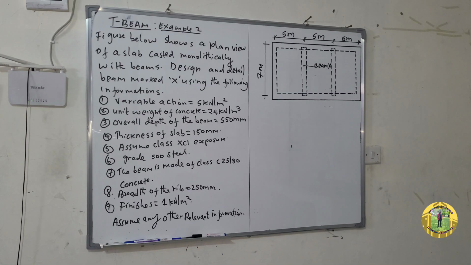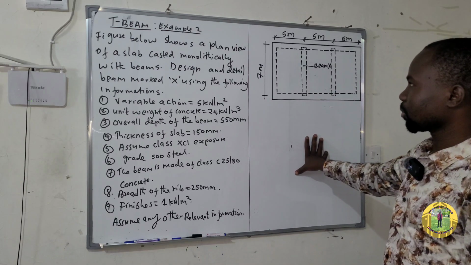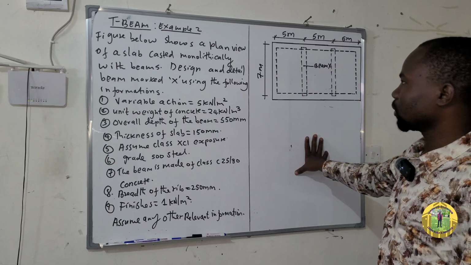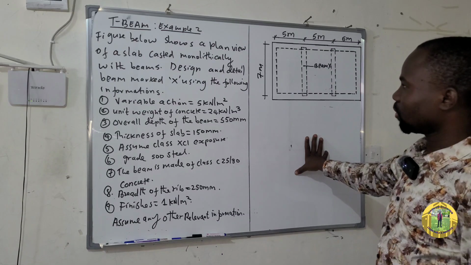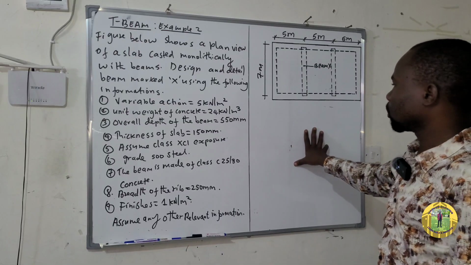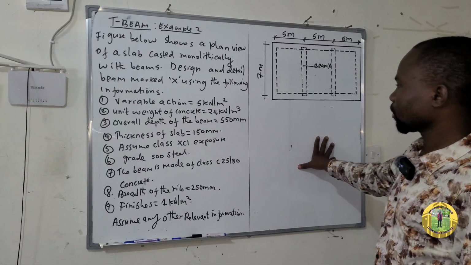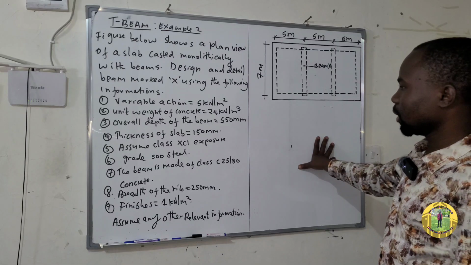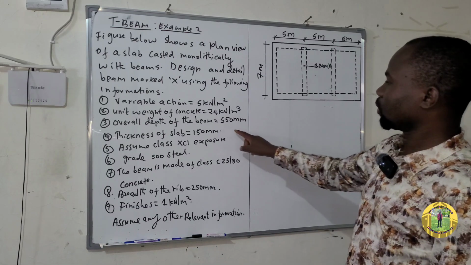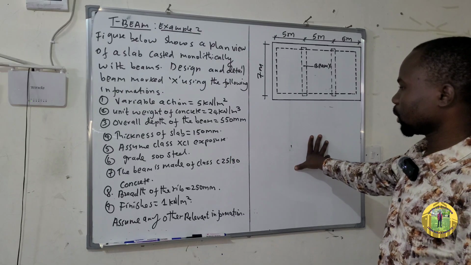So without wasting any time, the question is on the board and it reads: figure below shows a plan view of a slab casted monolithically with beam. Design and detail beam marked X using the following information. Number 1, we have the variable action is equal to 5 kilonewton per meter square. Unit weight of concrete is equal to 24 kilonewton per meter cubic. The overall depth of the beam is equal to 550 millimeter, and the thickness of slab is equal to 150 millimeter. Assume class XC1 exposure.